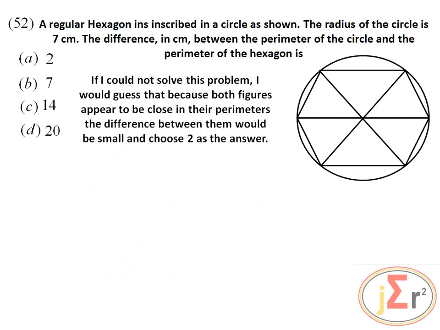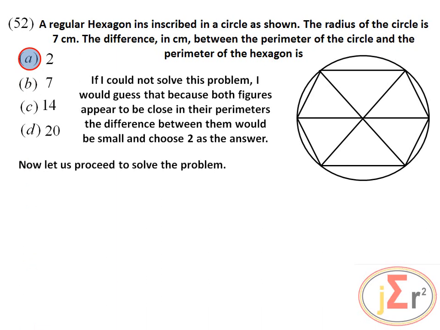If I could not solve this problem, I would guess that because both figures appear to be close in their perimeters, the difference between them would be small, and choose 2 as the answer. Well, 2 is the smallest one, but I am hoping not ridiculously small. If it is not 2, then it is actually 7. But I opted to go with the smallest one because the perimeters are close to each other. So if I could not solve the problem, that is what I would choose.